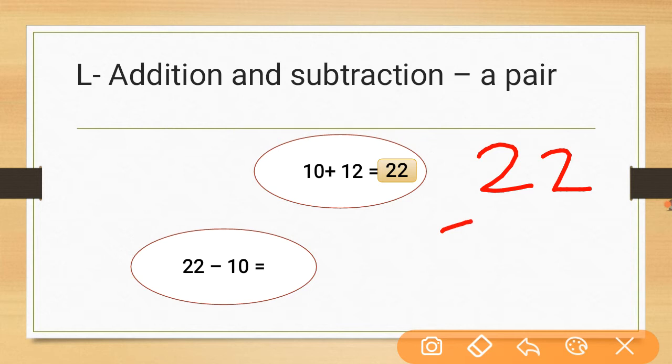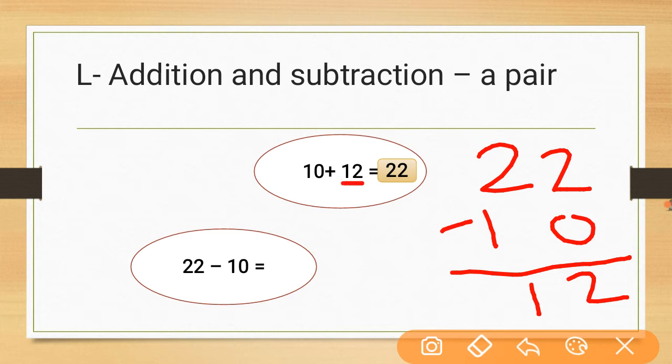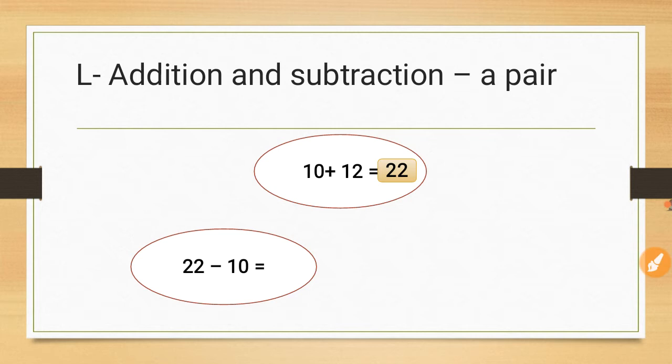22 minus 10. Which number will we get? See here. 2 minus 0 is 2. 2 minus 1 is 1. So here we will get the answer 12. And if you notice, the other number is also 12. So we understand here, if you subtract one number from the sum, the other number we get as a difference. So here the answer is 12. 22 minus 10 is equal to 12.